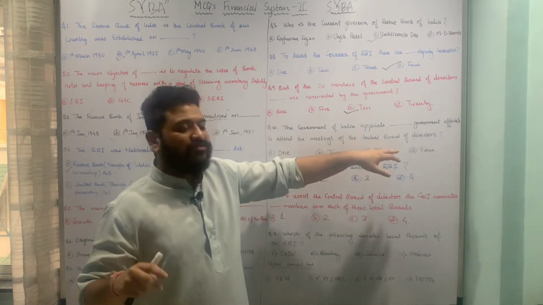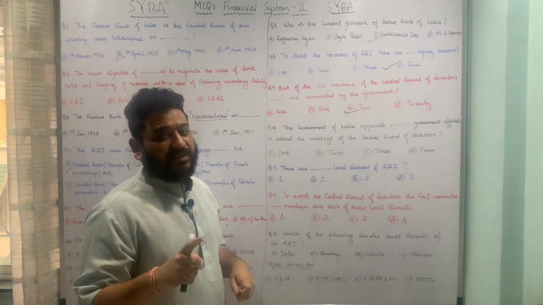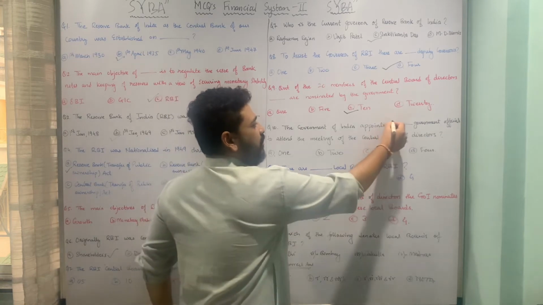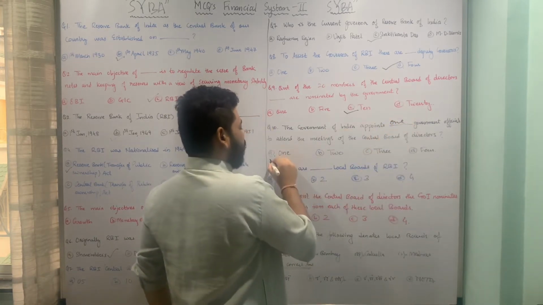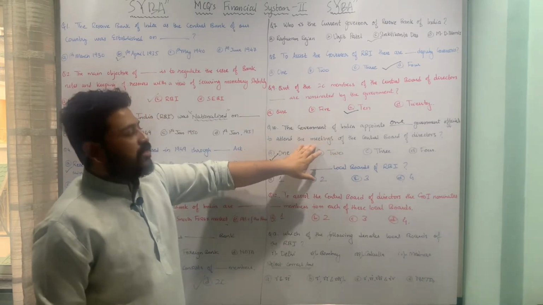C is 3 and 4, D is 4. So here again the central government, or the government of India, appoints 1 government official. Here the answer is 1 government official, that is option A, to attend the meetings of the Central Board of Directors. So I hope this is clear.